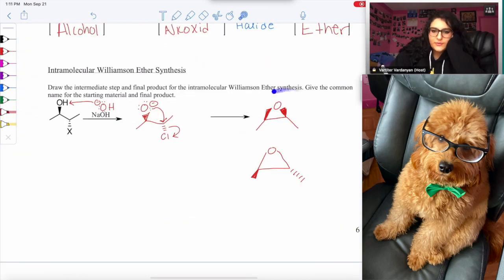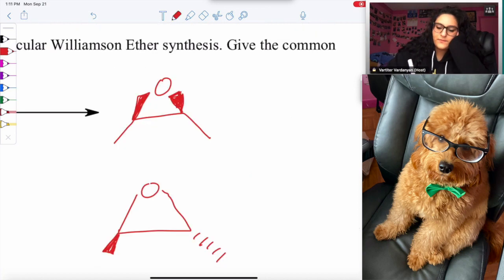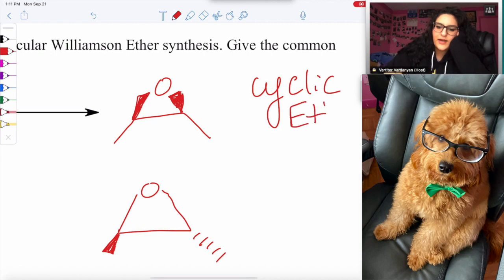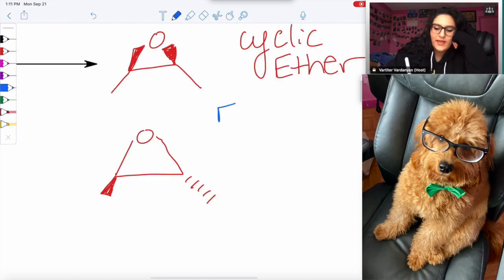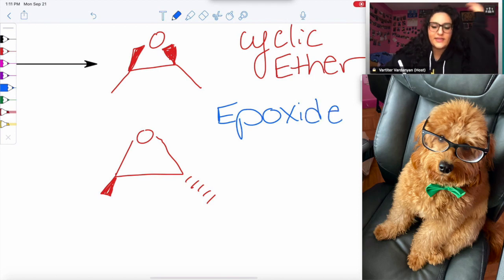So what did we create here? What functional group? Come on, guys. A cyclic ether. Awesome. Now that answer is 100% correct, but what else could... Oh, you guys already beat me to it. We can also call this an epoxide. And an epoxide is special because it is a cyclic ether.